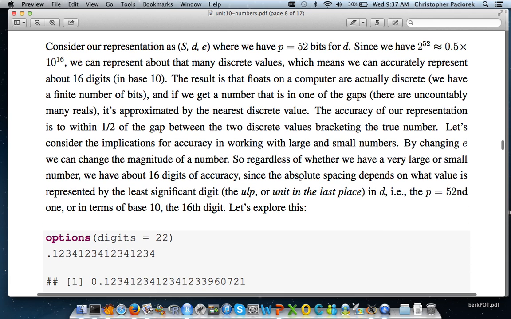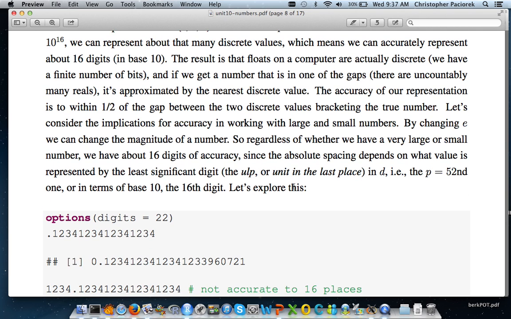Okay, so we've also seen that we can change the exponent. So basically we can change the magnitude, and the absolute accuracy of our numbers is going to change depending on the absolute magnitude of the number. But the relative accuracy of our numbers is basically going to be the same, normalized to the magnitude. The result is that we're going to have basically 16 digits of accuracy regardless of whether we're working with a very large number or a very small number.